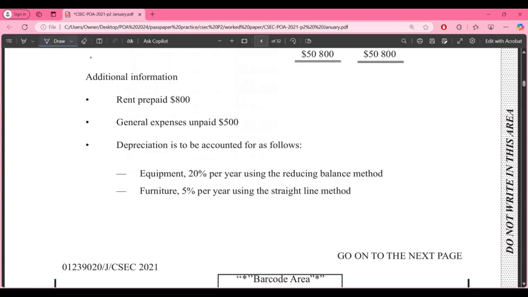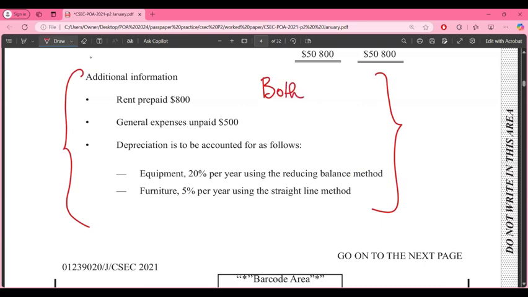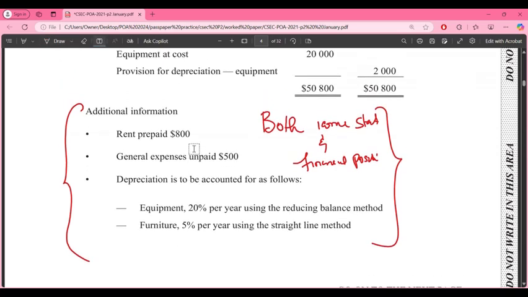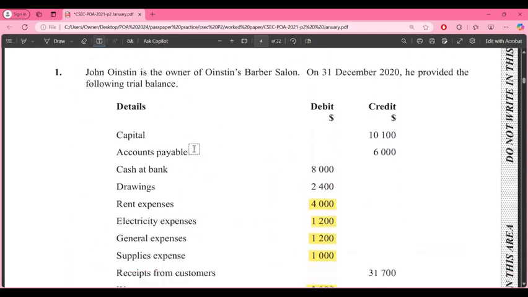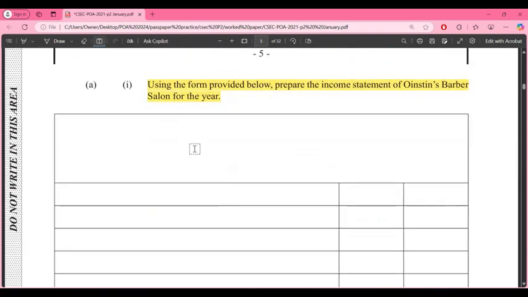This is an incomplete record question, so there's additional information that are given, and please note that all additional information will be included in both the income statement for adjustment and also for the financial position. So always ensure that whatever additional information is given, it will be presented on to both financial statements, which is the income statement and the financial position.